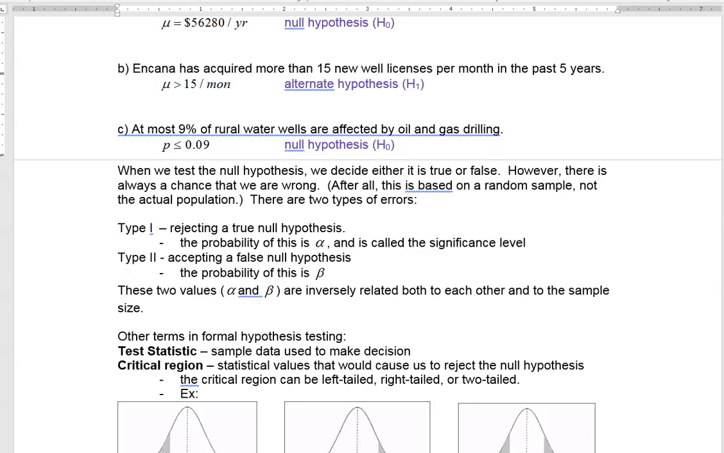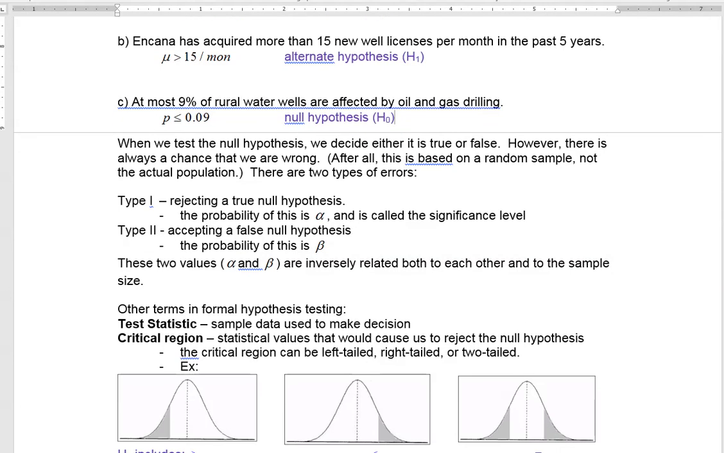So some other terminology we have here: the test statistic and the critical region. The test statistic is the value that comes from our sample that we use to make our decision. There are various ways we can do test statistics. We're going to look at formulas in the next section, but for now, it's just the number that comes from your sample. The critical region is the values that would cause us to reject the null hypothesis. So if our test statistic falls in the critical region, that's when we reject the null hypothesis.